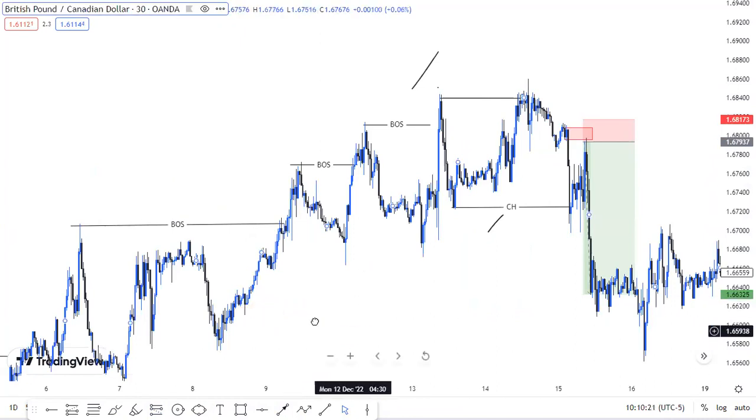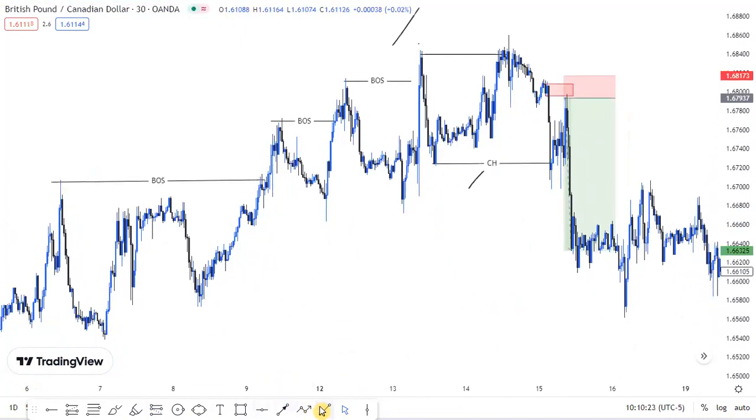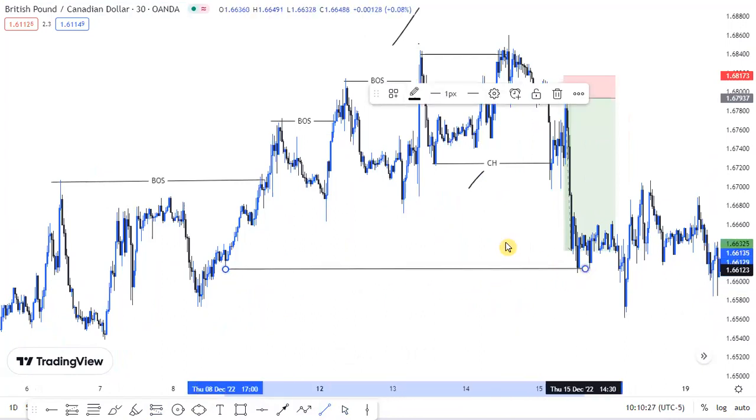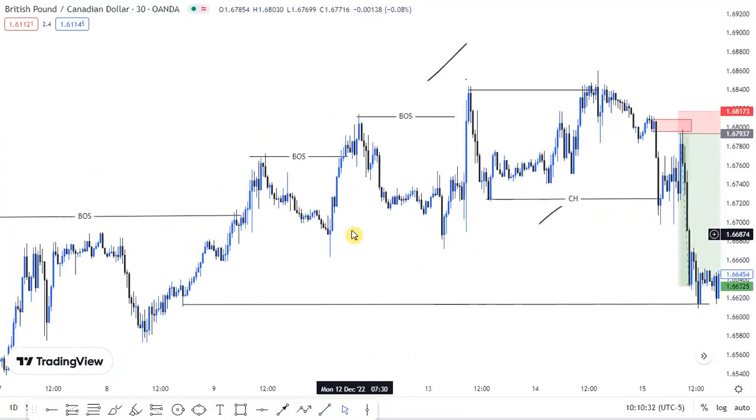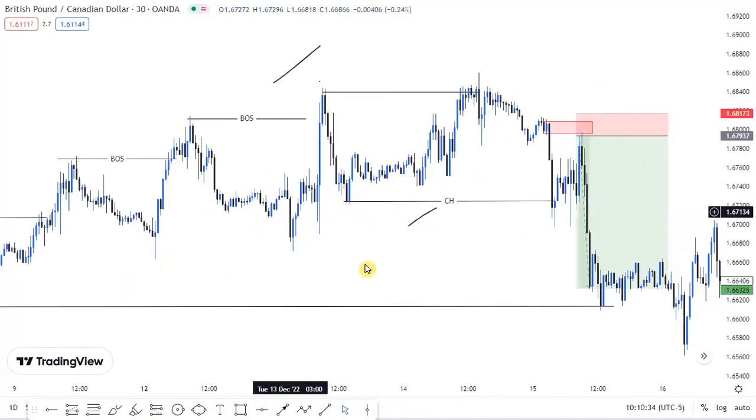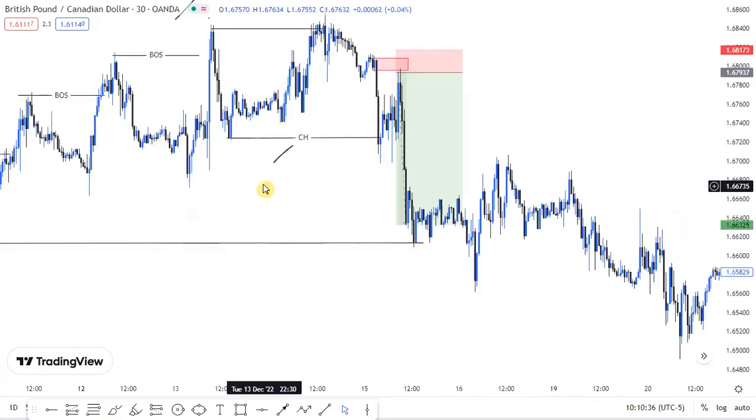You can just target those key levels, like here. You can just target those areas. So guys, when marking your break of market structure, you also have to include the weeks. You also have to include the week.